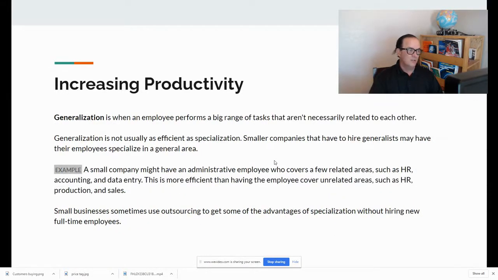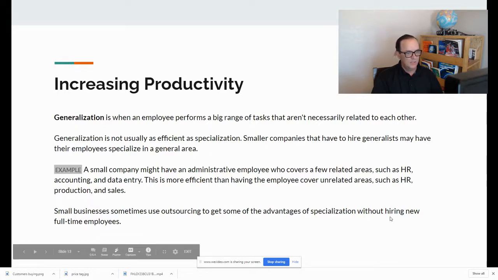A person that doesn't do that is generalization, which is when an employee performs a big range of tasks that are not necessarily related to each other. So I went down to Gila, and there's a family that owns a grocery type store, and those two members are doing everything. They're purchasing, they're doing the accounting, they're making sandwiches for the cold area, they're stocking shelves, they're working the cash register. So they're doing everything.